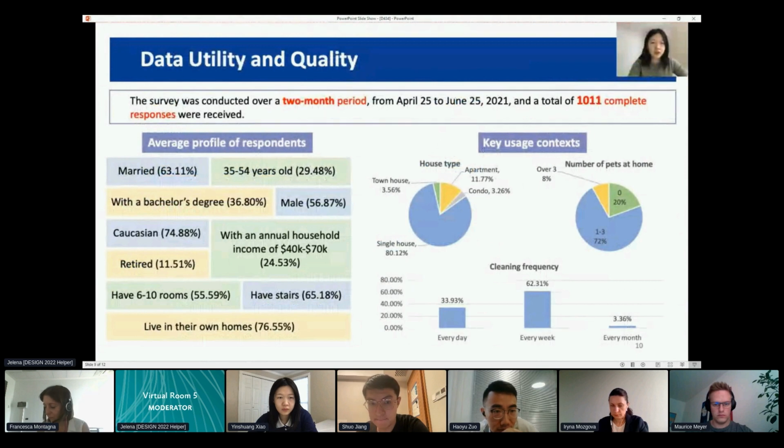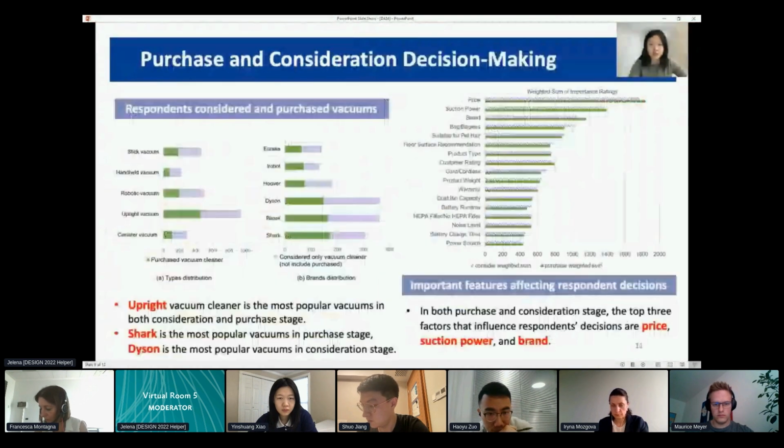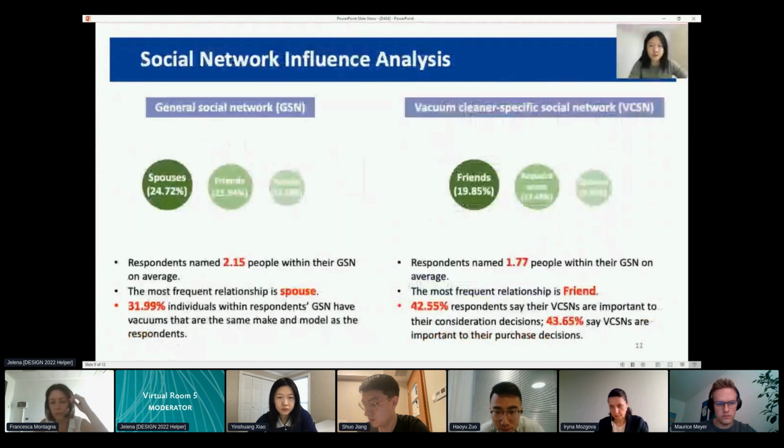The survey was conducted over a 2-month period, and a total of 1,011 complete responses were received. To evaluate the data quality and utility, we conducted a descriptive analysis on the survey dataset, including identifying average profile responses, a summary of usage context, identifying the most popular vacuum cleaner type and brand, important features affecting participants' decisions, and a summary of their social networks.